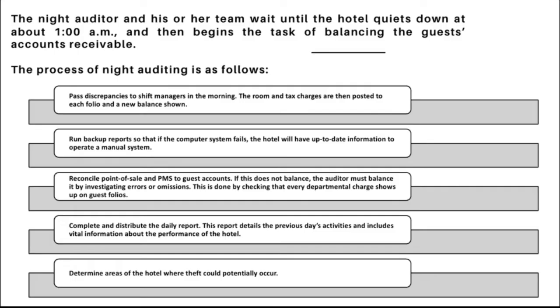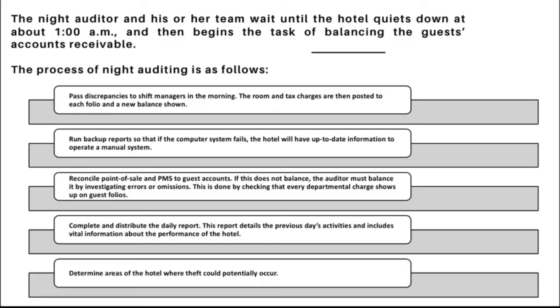So, the next one is the Night Auditor. The night auditor and his or her team wait until the hotel quiets down at about 1 a.m. and then begin the task of balancing the guest accounts receivable. So the following procedures here, okay, are the process of night auditing. Okay, so ito yung mga ginagawa ng mga night auditor during their shift. So number 1 is pass discrepancies to shift managers in the morning. The room and tax charges are then posted to each folio and new balance shown. So basically, si night auditor, inaayos niya lahat ng mga discrepancy para the following day, yung morning shift, maging maayos lahat ng transactions. So yung room and tax charges should all be posted doon sa guest folio.